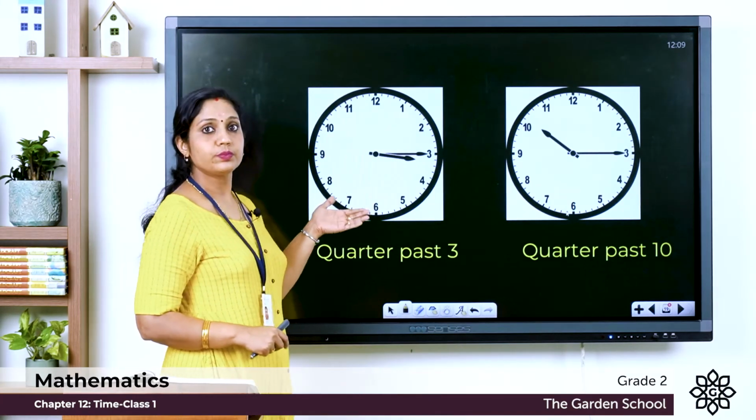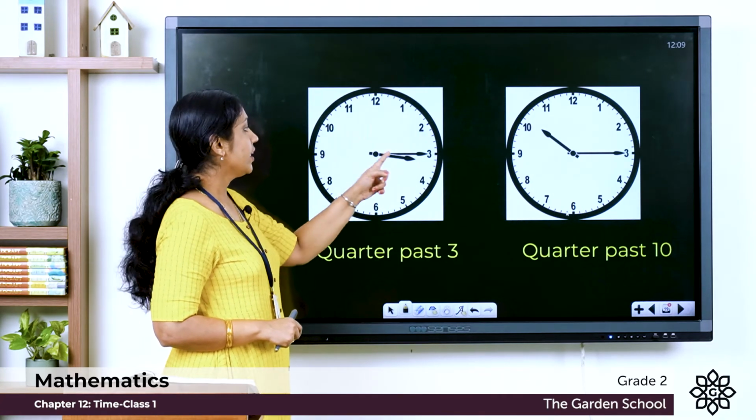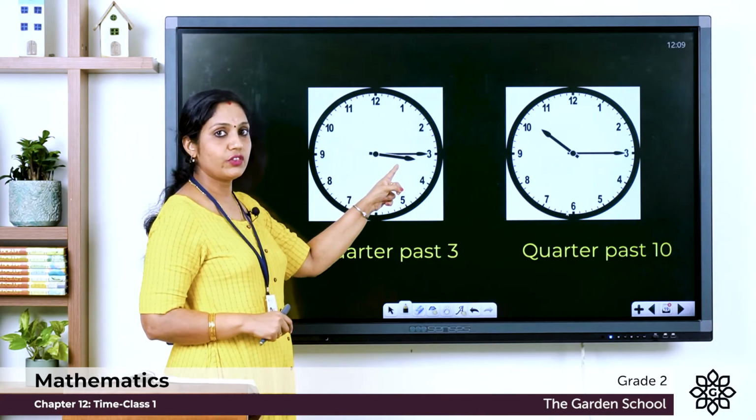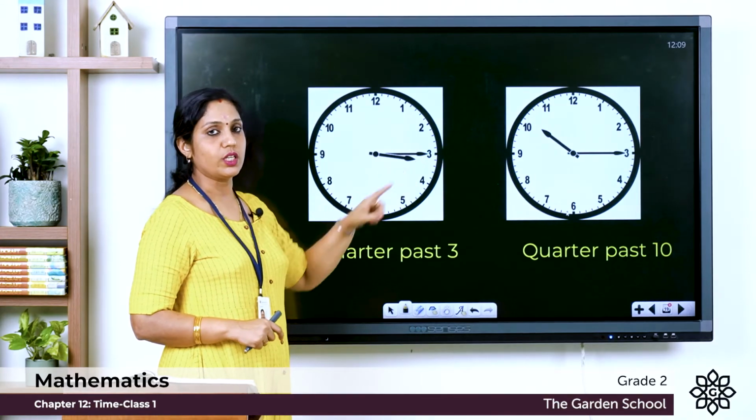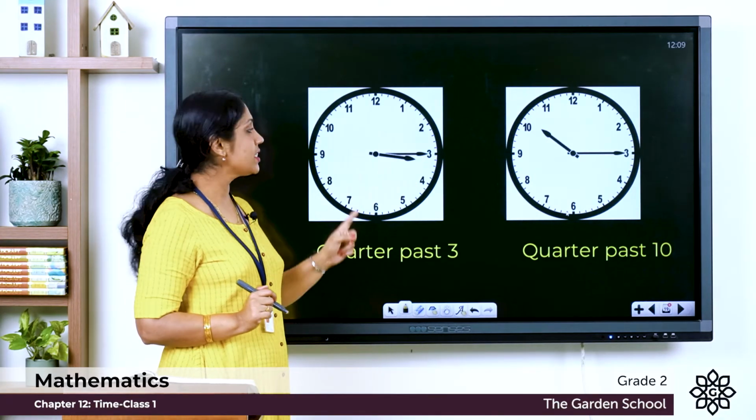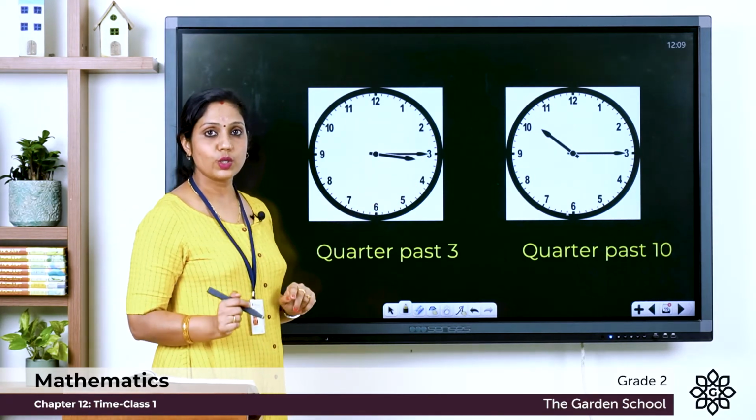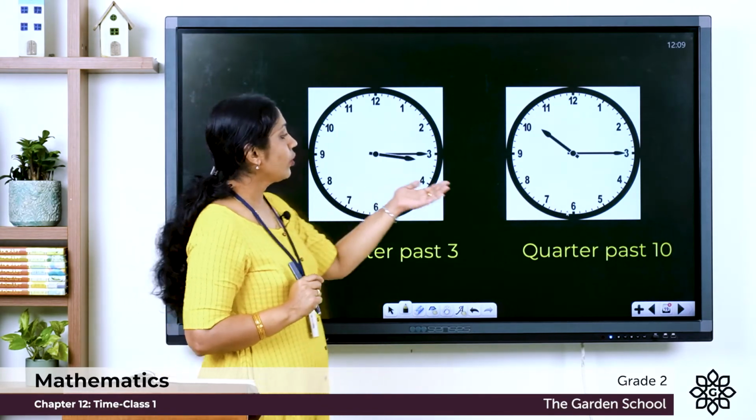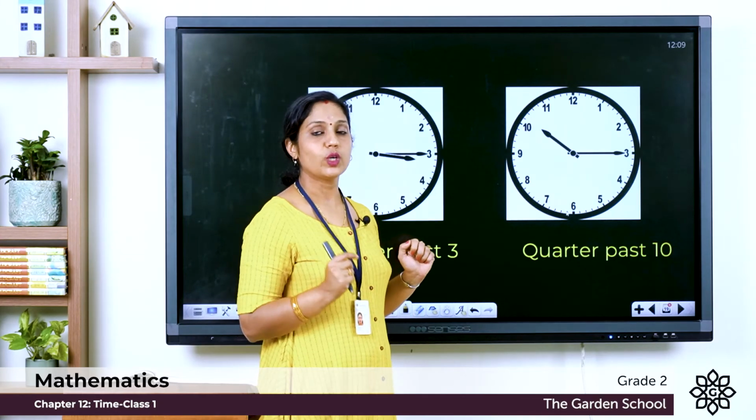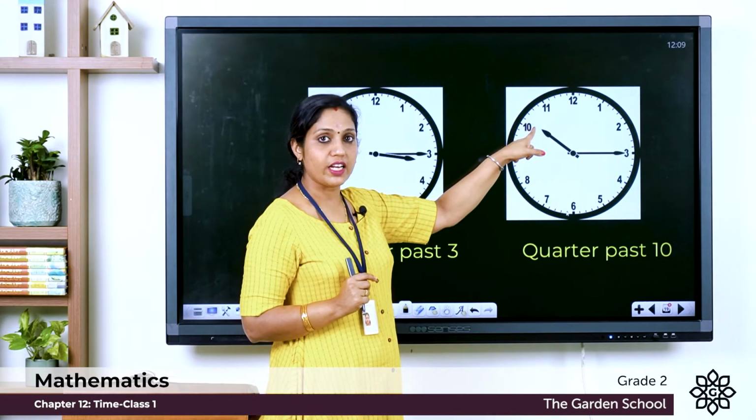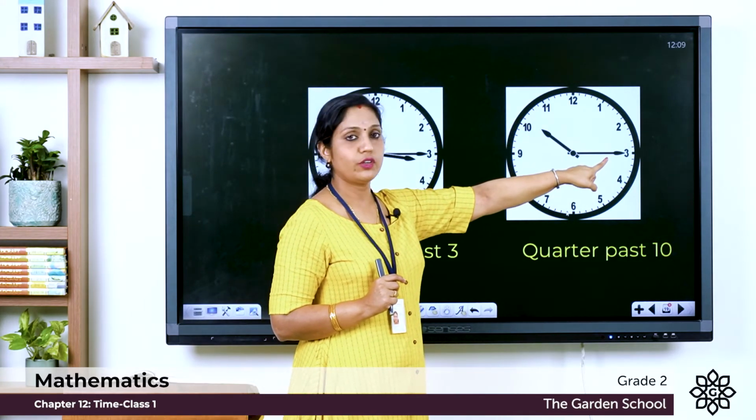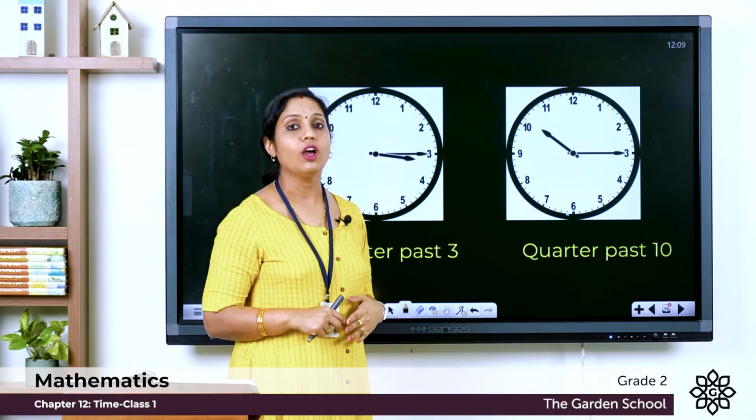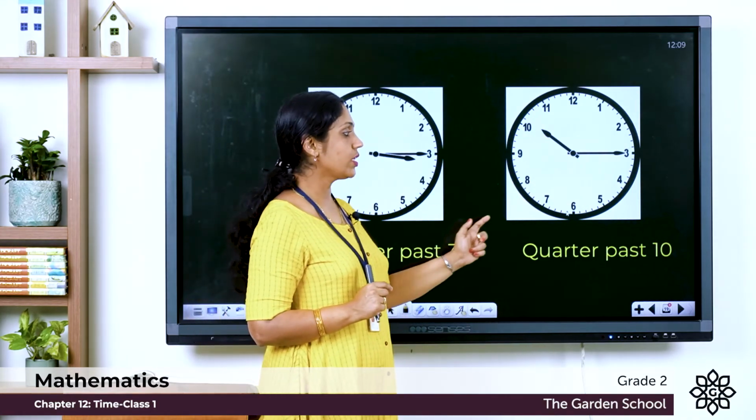In this picture, you can see that the hour hand is on 3 and the minute hand is also on 3. So what is the time? The time is 3:15, or quarter past 3. Now look at this clock here. What is the time? The short hand, that is the hour hand, is on 10 and the minutes hand is on 3. So the time is 10:15, or quarter past 10.